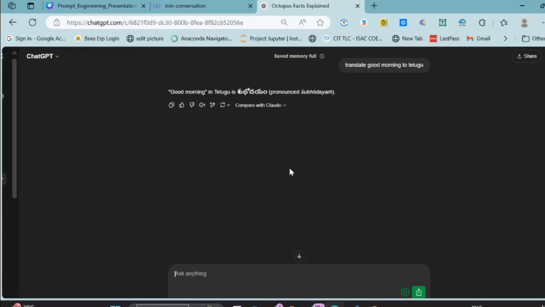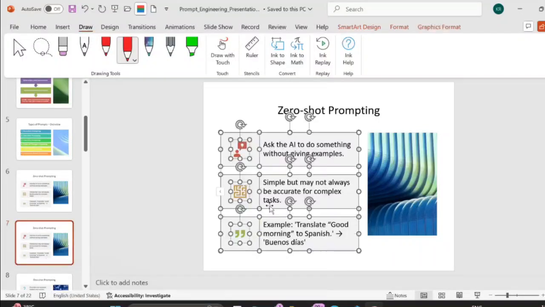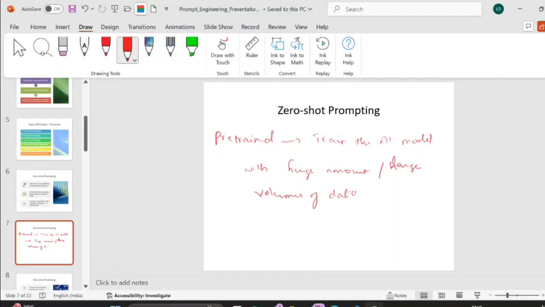We are not providing any example to the AI. It will generate the content with the help of pre-trained content. Here, pre-trained is nothing but training the AI models with a huge amount or large volumes of data, which contains images, audio, video, anything.